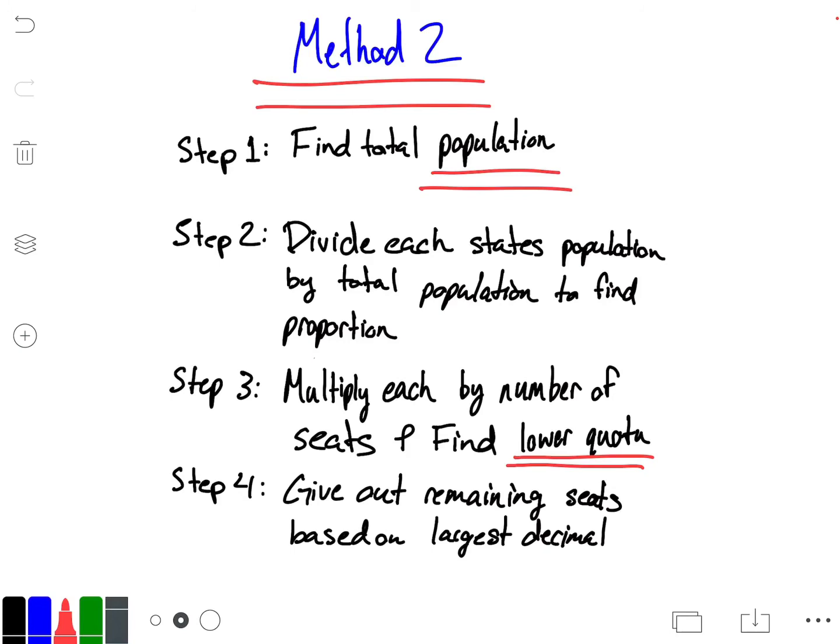Step 2, we divide each state's population by the total population, and this will give us a proportion. All a proportion is, is a decimal. Step 3, multiply each by the number of seats, which is what we're giving out. So in the last example, this would have been chocolate bars, and we will multiply each of these by the proportion given, and that will help us find our lower quota. Once again, we're just chopping off the decimal on that. Step 4, we're going to give out remaining seats based on the largest decimal. Let's get into an example.